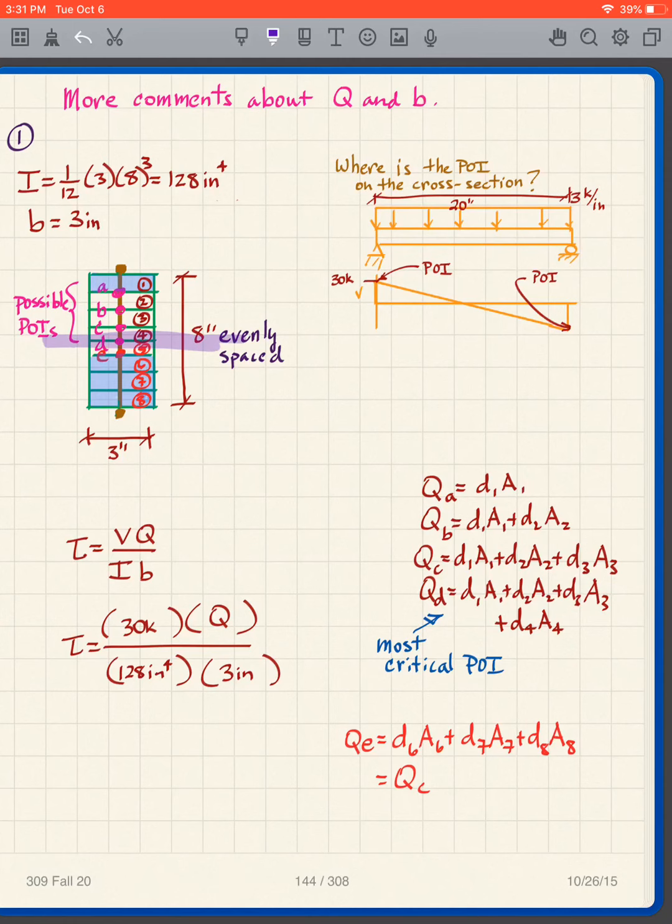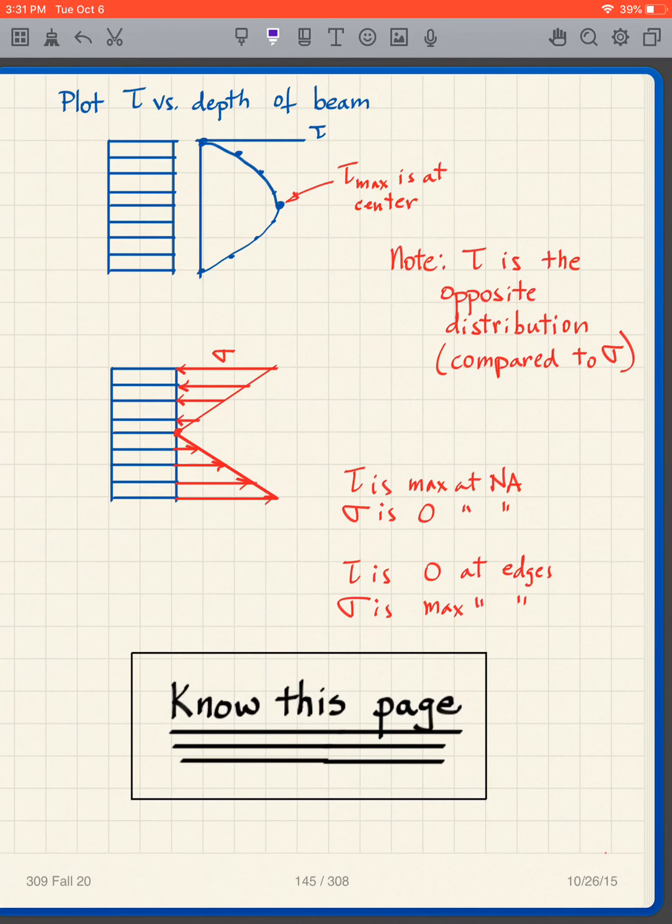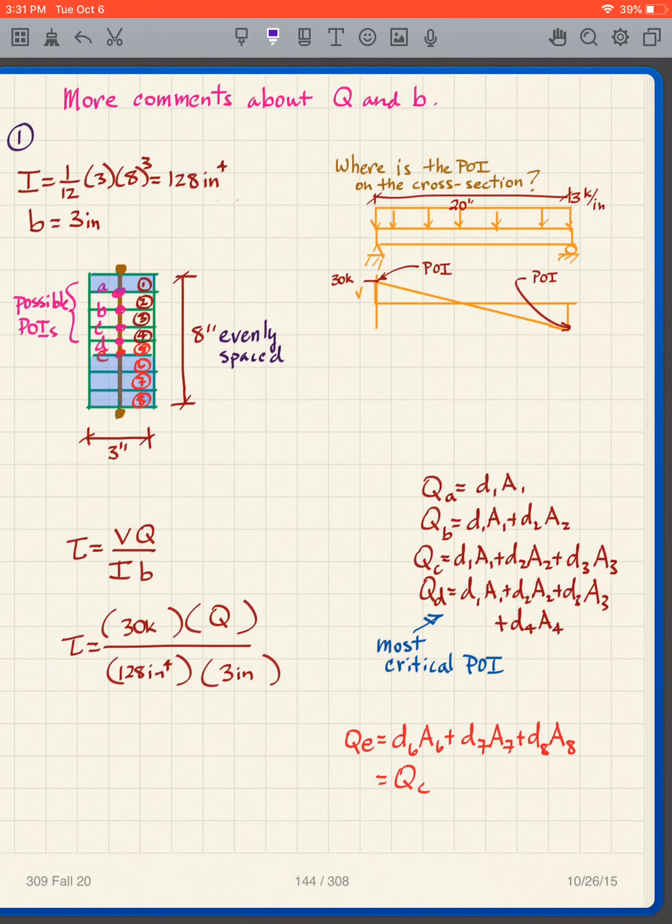So let's take a look at it and see if we were going to plot it up. In other words, suppose I calculated my tau at A, well, I'd have that. That would be pretty small. Then B is a little bit bigger.